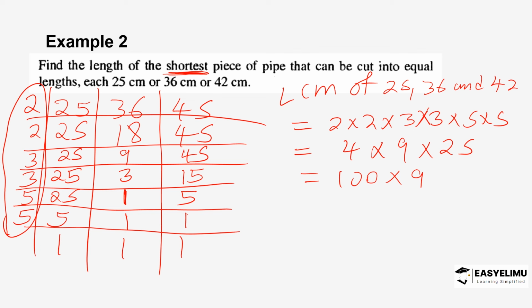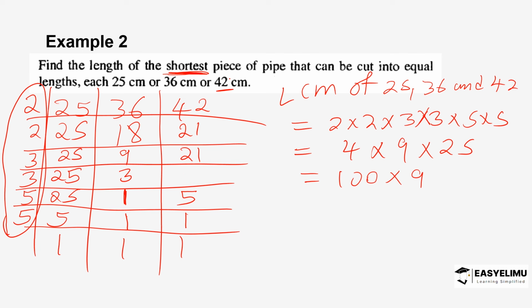So there is a slight mistake here. So remember this is 42 and not 45. So you change this to 42. So 42 divided by 2 is 21, and 21 is not divisible by 2, so you transfer it here.